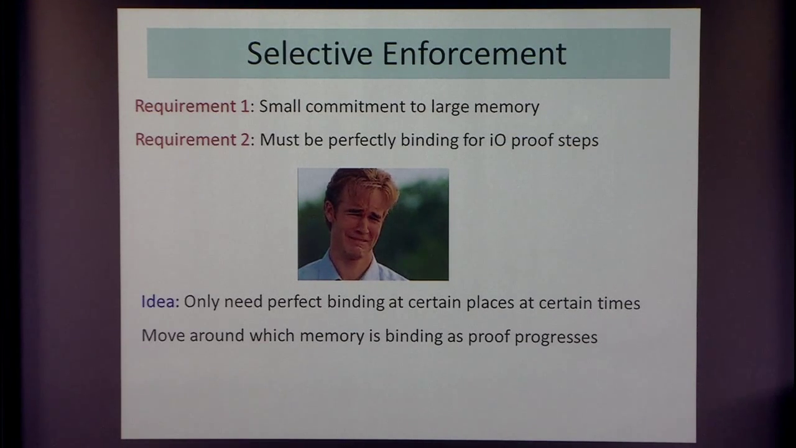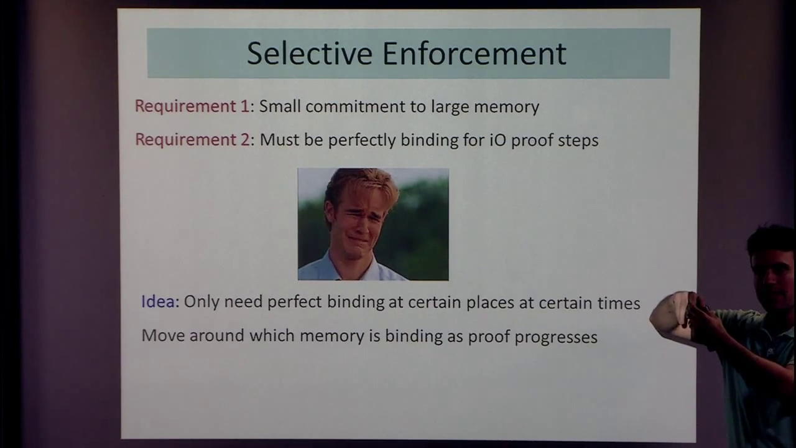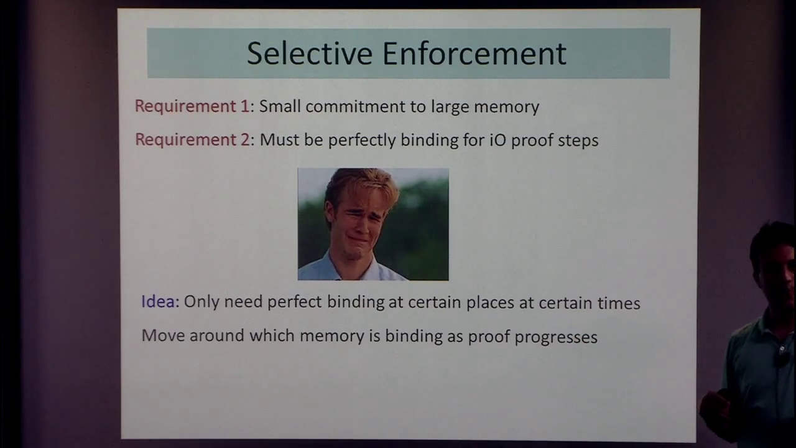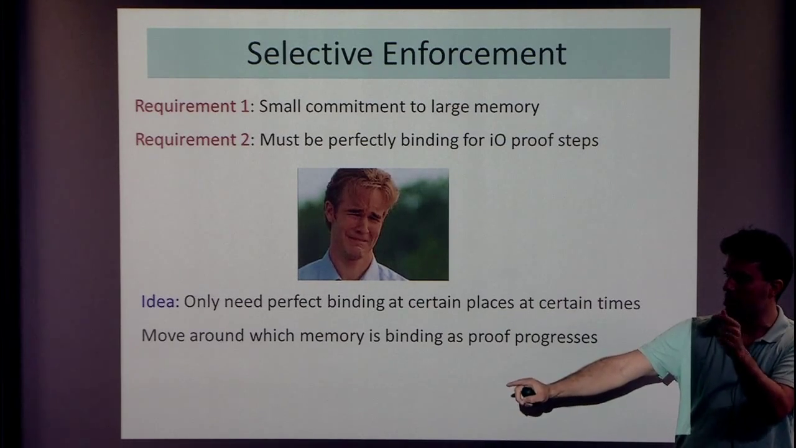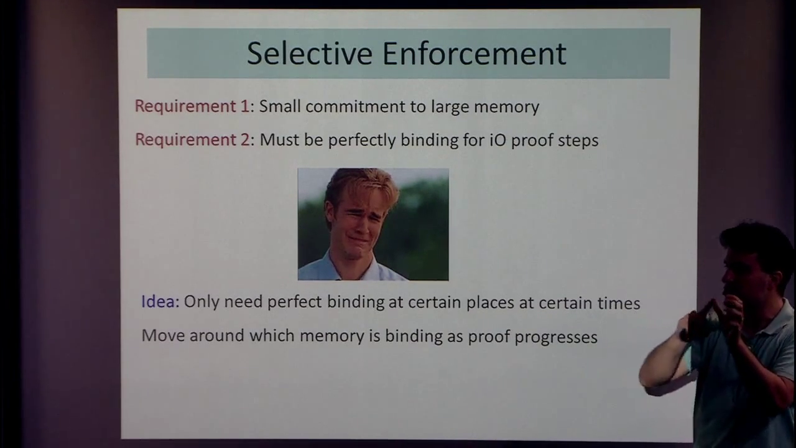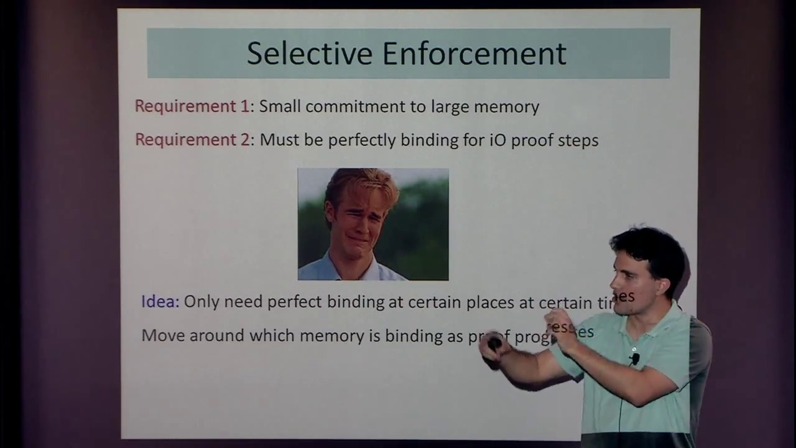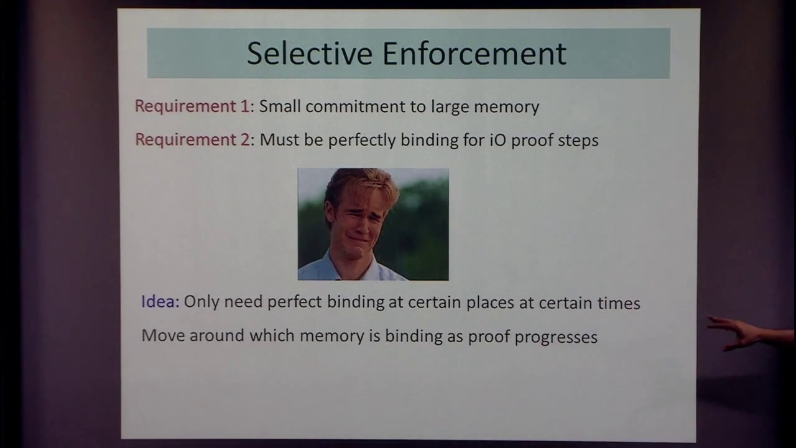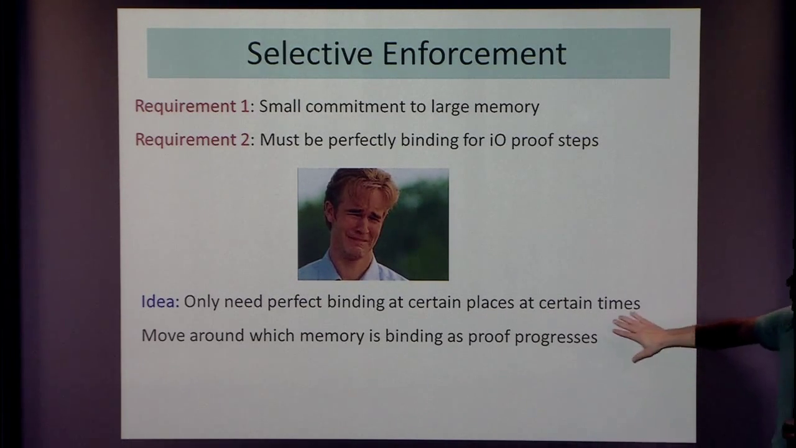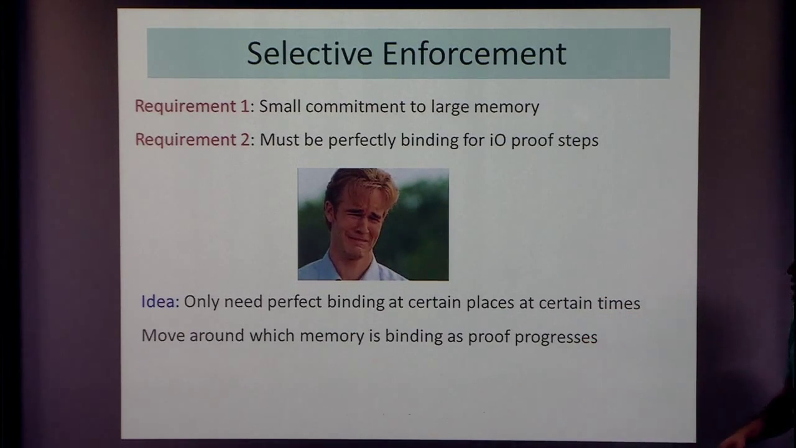Well, the main idea here is that if we're doing a hybrid, we don't need it to be perfectly binding at every step of the hybrid to everywhere. In particular, we just need it at a certain hybrid. I'm going to be looking at this place in the Turing tape, and I just need it to be binding to there at that time, and then later on I need it to be binding to somewhere else, and later on to somewhere else. So what we're going to do is have some type of primitive which allows us to be perfectly binding to certain places at certain times, and we can move around which one is binding as part of the proof as we progress.